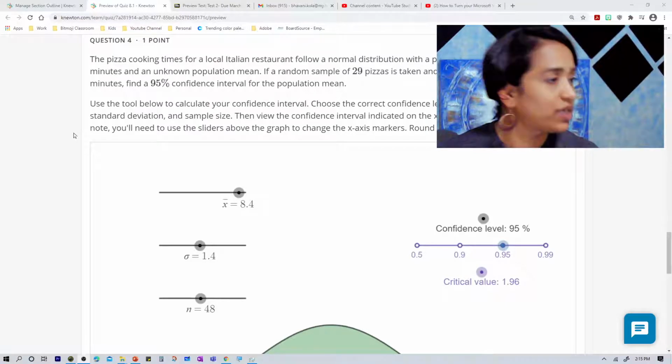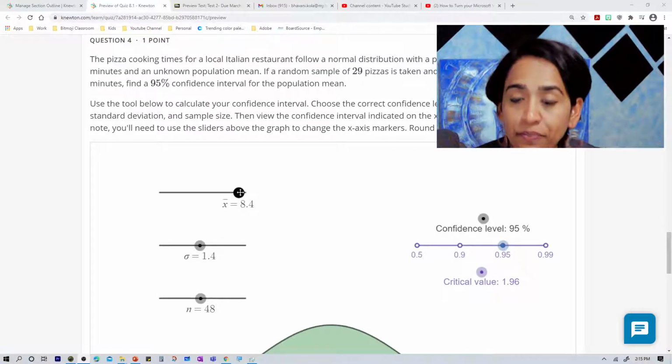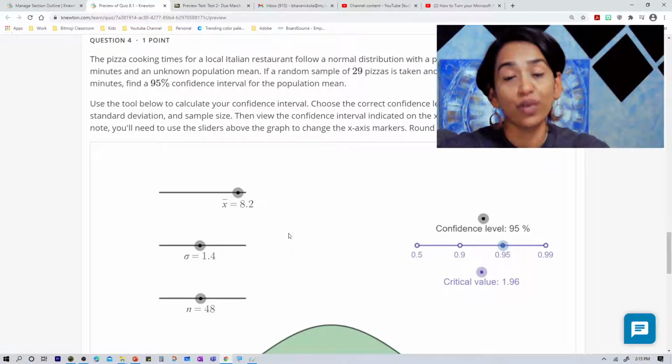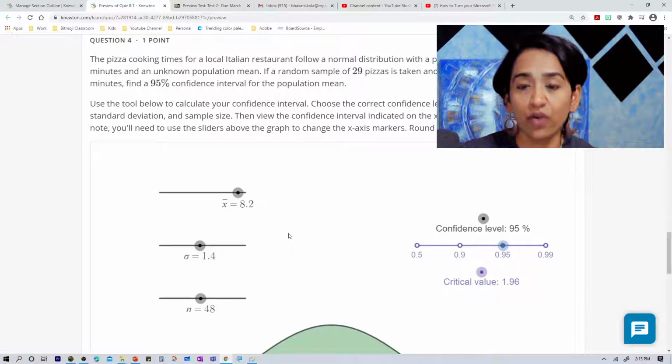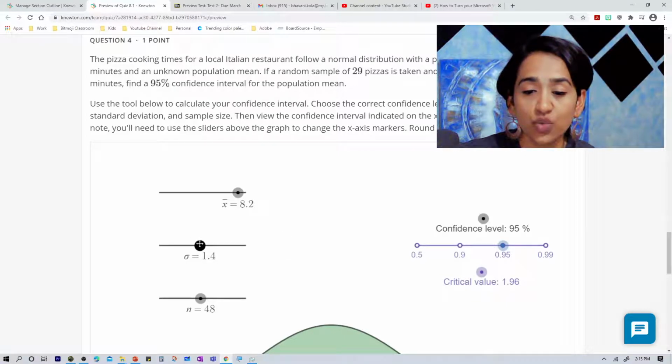So once I'm zoomed in, you can see that on the screen. I'm going to move this to 8. There you go, 8 and 8.2. Right there. So when you zoom in, you'll have more freedom to move things around. And again, my standard deviation is 1.2. Sample size is 29.